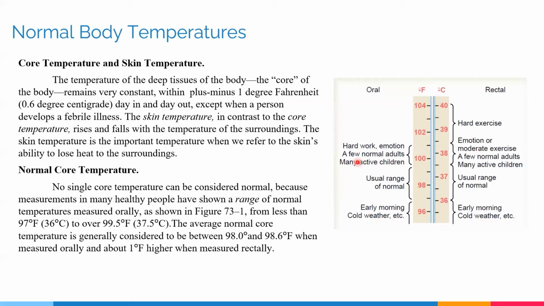Or it can also increase during hard work, emotion, or moderate exercise, when our body generates a lot of heat and thus the temperature rises. This can occur in a few normal adults, and many active children also show higher body temperature. And finally, a very high temperature of around 102 to 104 degrees Fahrenheit can be seen during extremely strenuous exercise, or, as more commonly seen, during a febrile or feverish condition. So let us go forward.